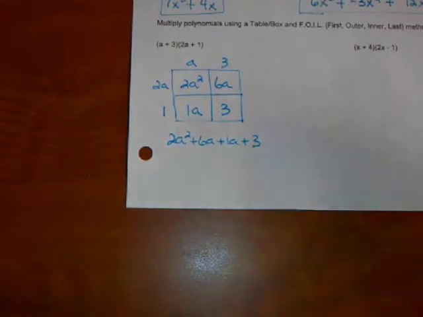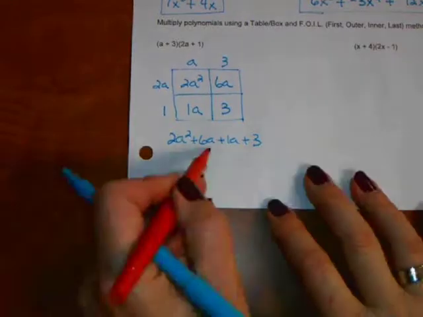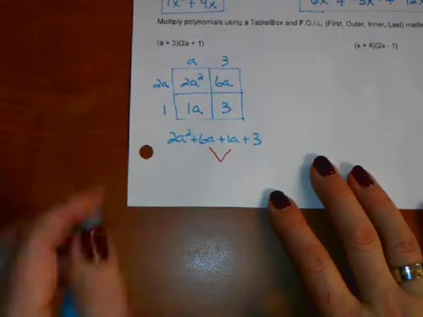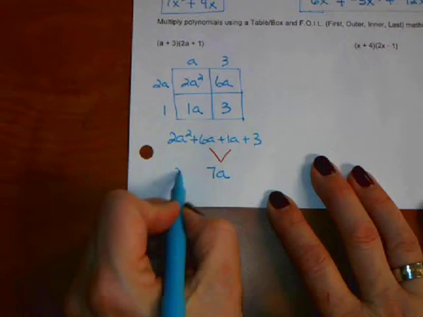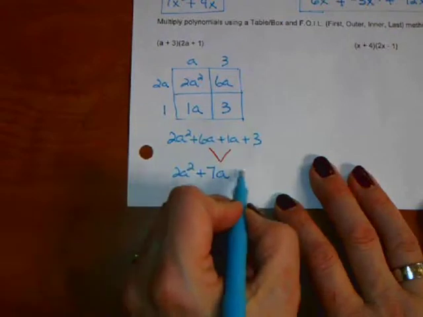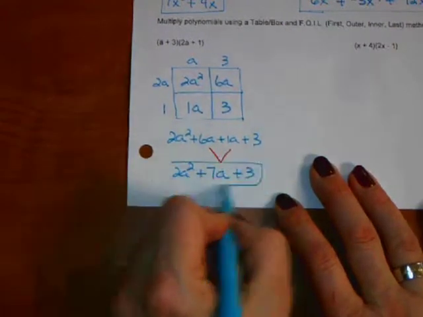Last step. What's one more thing we have to do to finish this polynomial? Yeah, you got to combine the a's. How many a's do we have? 7a. So we have 2a squared plus 7a plus 3. And you're done.